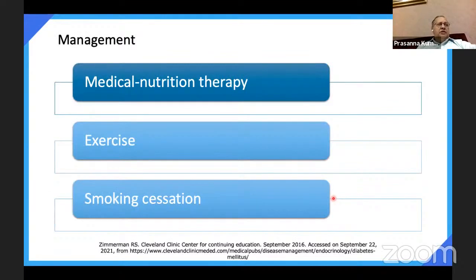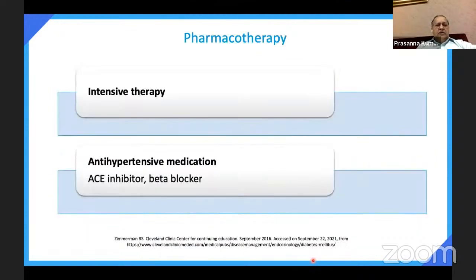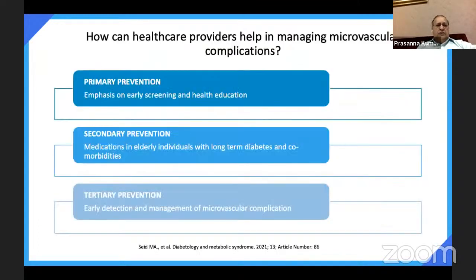So as we have already discussed, diabetes management is medical nutrition therapy, non-pharmacological, exercise, smoking cessation. This is very important from the point of view of cardiovascular disease or macrovascular complication prevention. Intensive therapy is very useful. So also antihypertensive medication, whether ACE inhibitors or beta blockers, used properly, can control blood pressure in diabetes very well and prevent macrovascular complication.